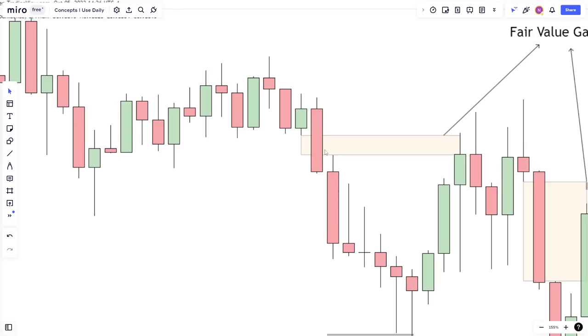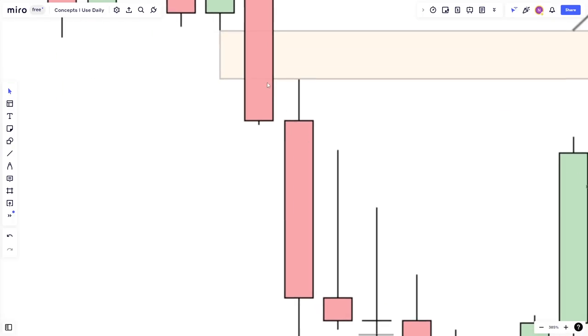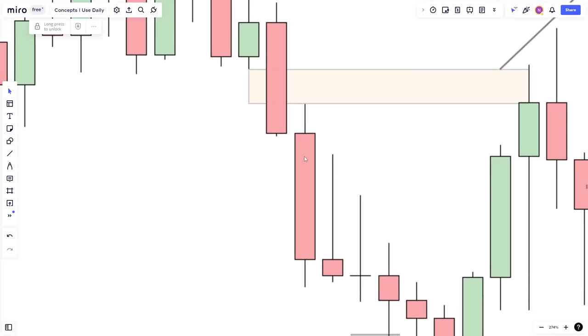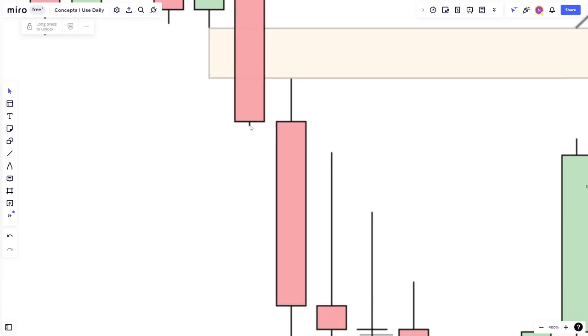I understand that there's a fair value gap in here, and that's all that I really need to do. There's another one on this. While this candle is two, it is also candle one, two, and three. We also have a fair value gap from this high to this low. See how it works out?